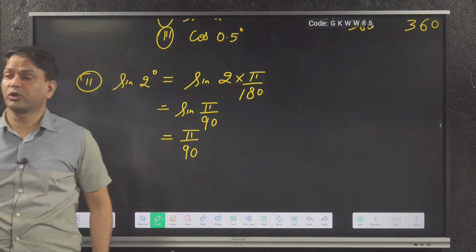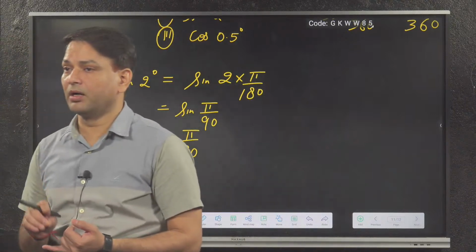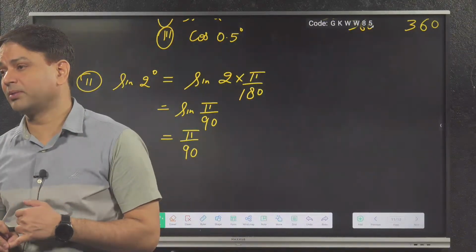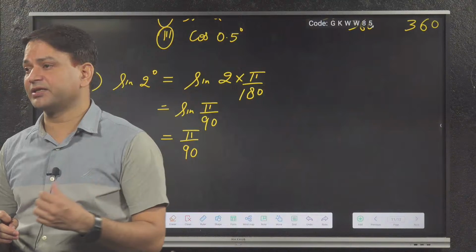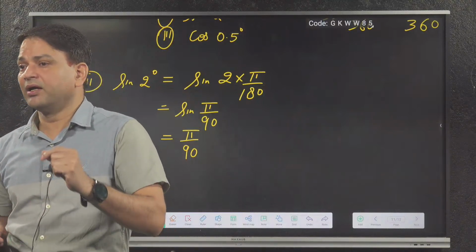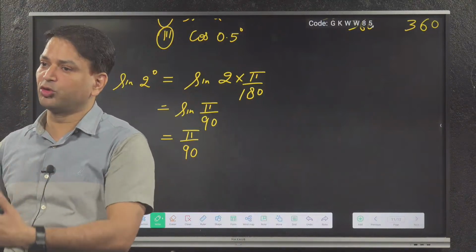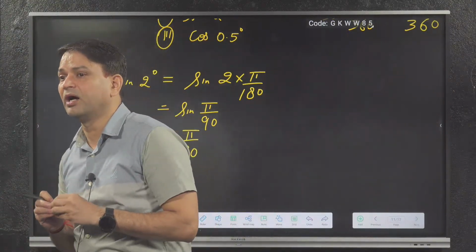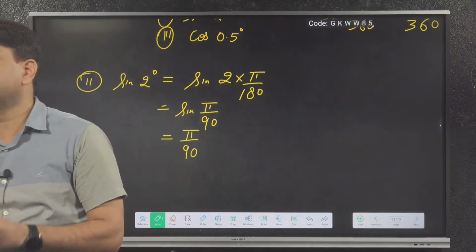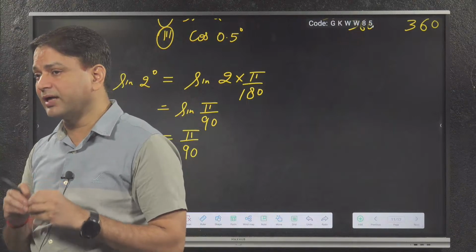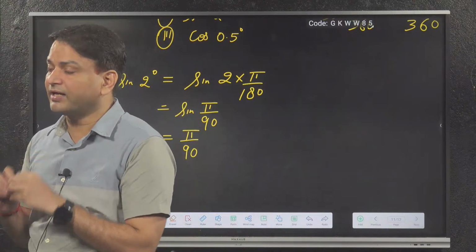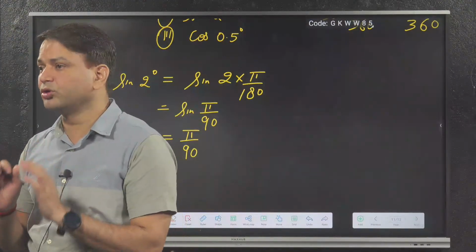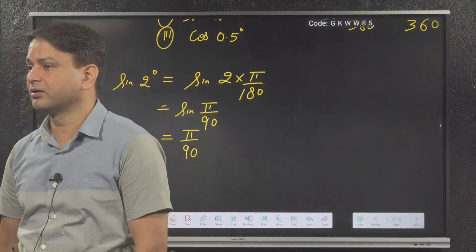These are the mistakes people make. In the parallax method and the telescope problem, we use this relation, and they give the small angle in degree, and people make the mistake of directly taking the angle in degree. But when we use the formula angle is equal to arc upon radius, or the approximation sine theta is equal to theta, or tan theta is equal to theta, the unit of theta must be radian.